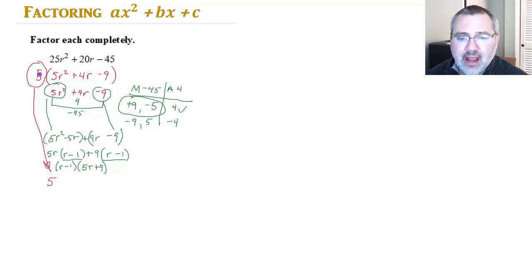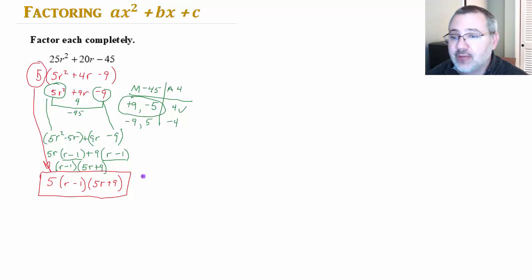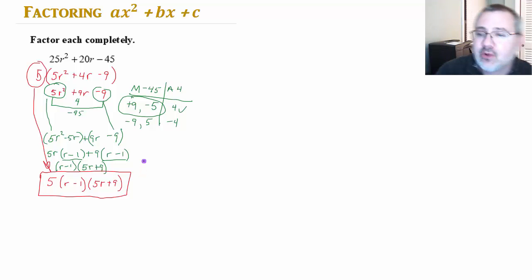But don't forget we had that 5 at the beginning. So for a final answer, we want 5 times r minus 1 times 5r plus 9. And again, it doesn't matter what order we put these three factors in because multiplication is commutative. If you have any questions, again, go back and take a look at the individual steps to help you out, and enjoy this factoring strategy.